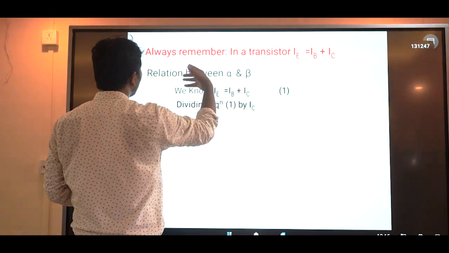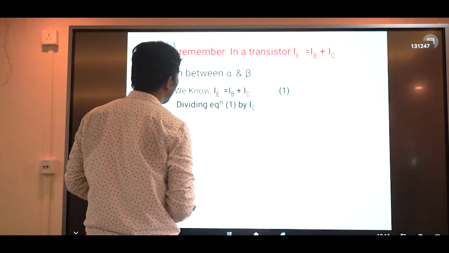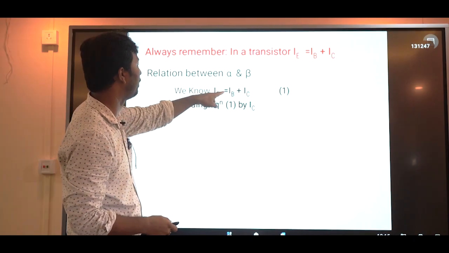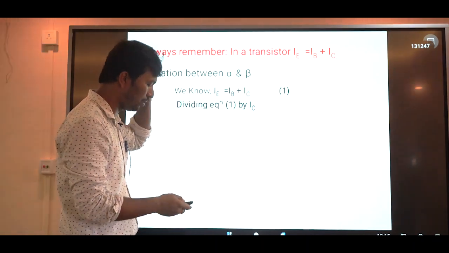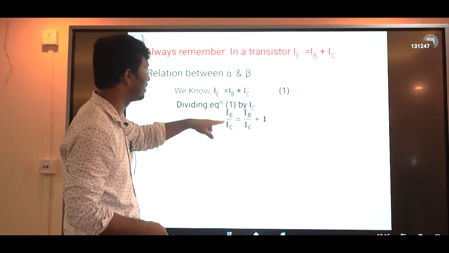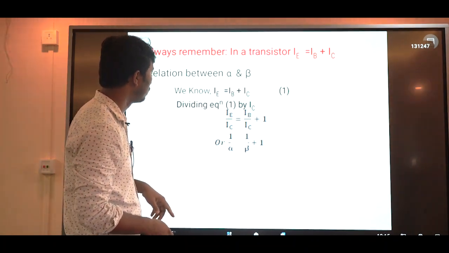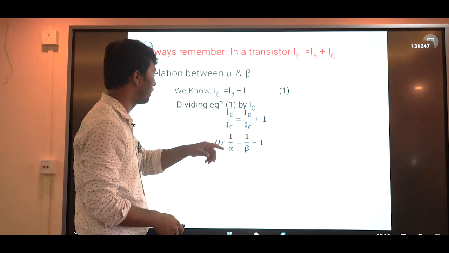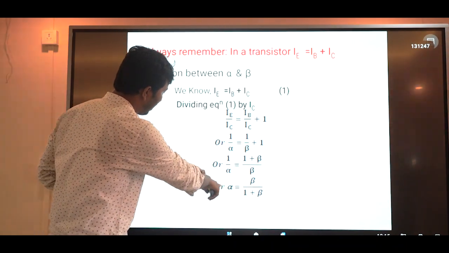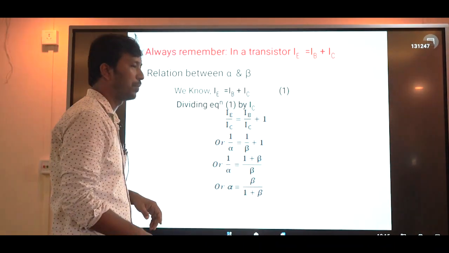If we want to find out the relation between alpha and beta, what will we have to do? Simply divide this equation by IC. If you divide it by IC, then we will get IE by IC equal to IB by IC plus 1. Obviously, this IC will get cancelled with IC. So we will get 1 by alpha equal to 1 by beta plus 1. So we will get the relation alpha equals beta by 1 plus beta.